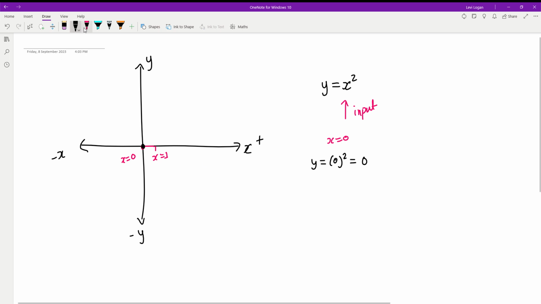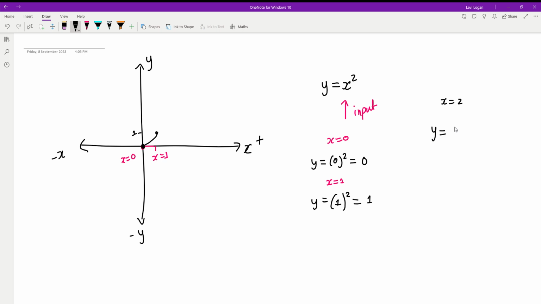What about when x is equal to 1? So when x is equal to 1, substitute that into our function here. So replace the x with the 1. 1 squared is 1. So that height is going to be here at 1. So we start to get something like this. Now, what about when x is equal to 2? Well, substitute that into there. 2 squared, and that should give you 4.